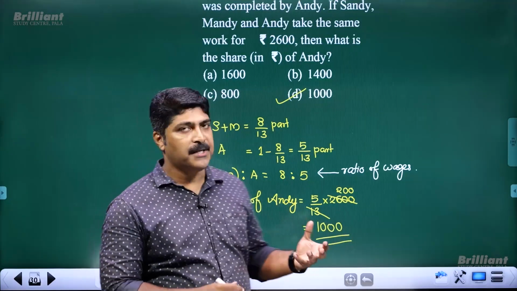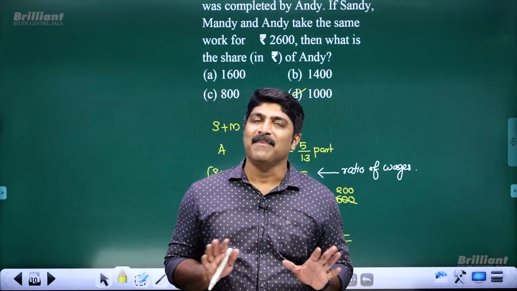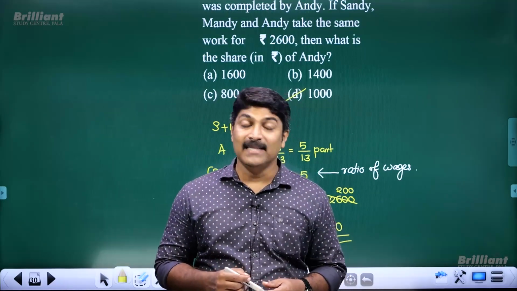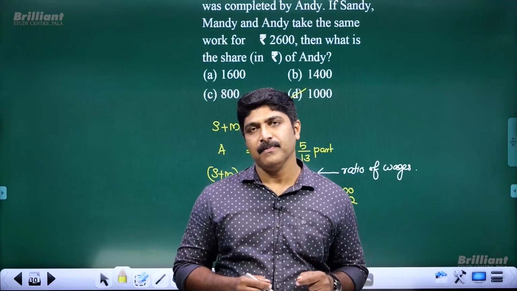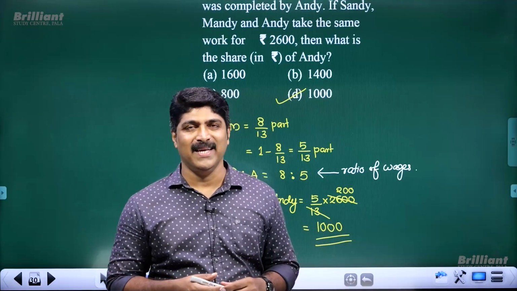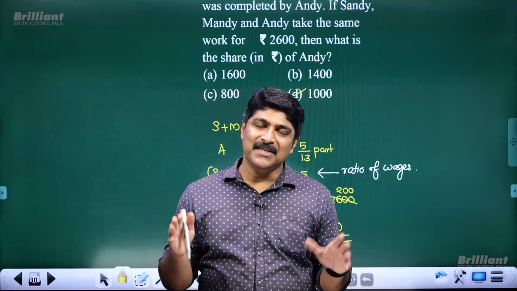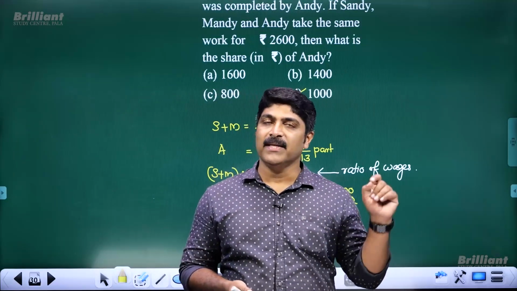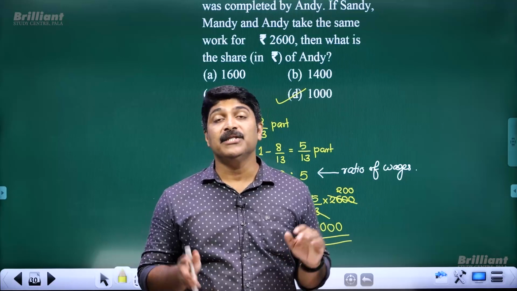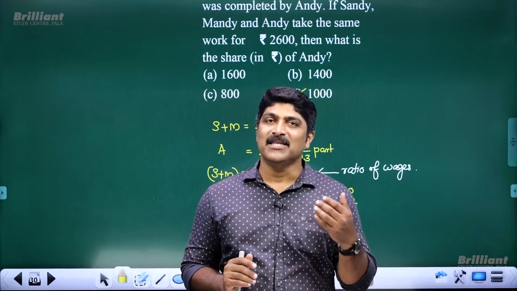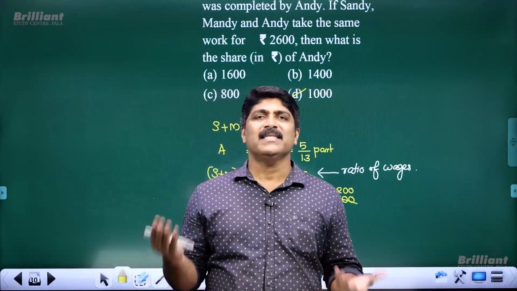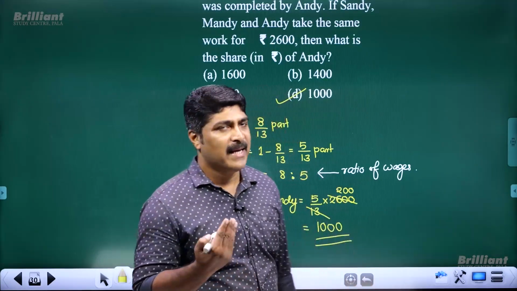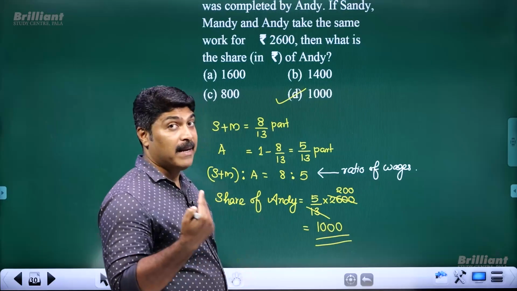The remuneration or the wage for the completion of a total piece of work is distributed as per the quantity of work done. How can we find out the quantity of work done? It's nothing but the ratio of their efficiencies. Whenever the time is constant, the ratio of efficiencies is the same as the ratio of the quantities they completed, which is the same as the ratio of their eligible remunerations.